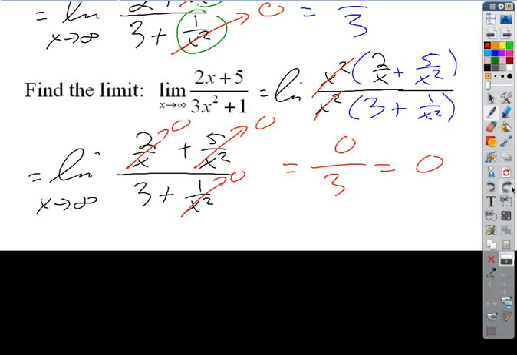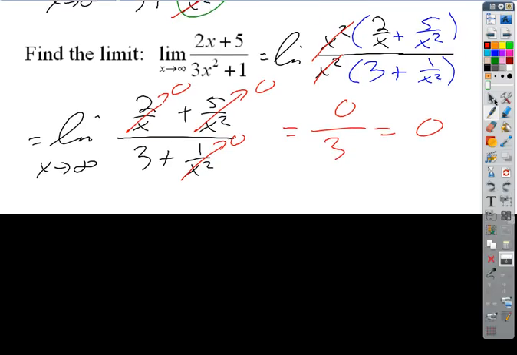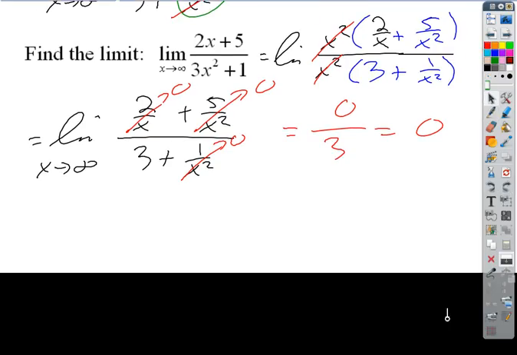Is that 100% effective? 100%. If the denominator is a higher power than the numerator, yep, it always works.